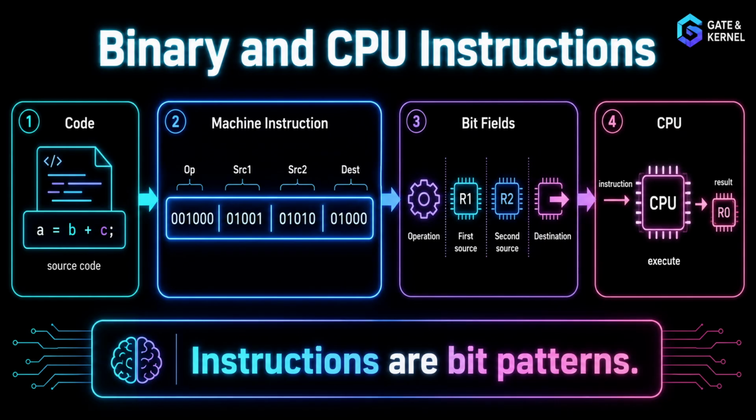Chapter 10, Binary and CPU Instructions. Computer programs must eventually become instructions the CPU can execute. A processor does not directly execute source code such as A equals B plus C. Instead, the program is translated into machine instructions. Machine instructions are encoded as binary patterns. A simplified instruction may contain several fields. One field may describe the operation. Other fields may identify source registers and a destination register. Different processor architectures use different instruction formats. But the basic idea is the same: a machine instruction is a carefully defined pattern of bits.